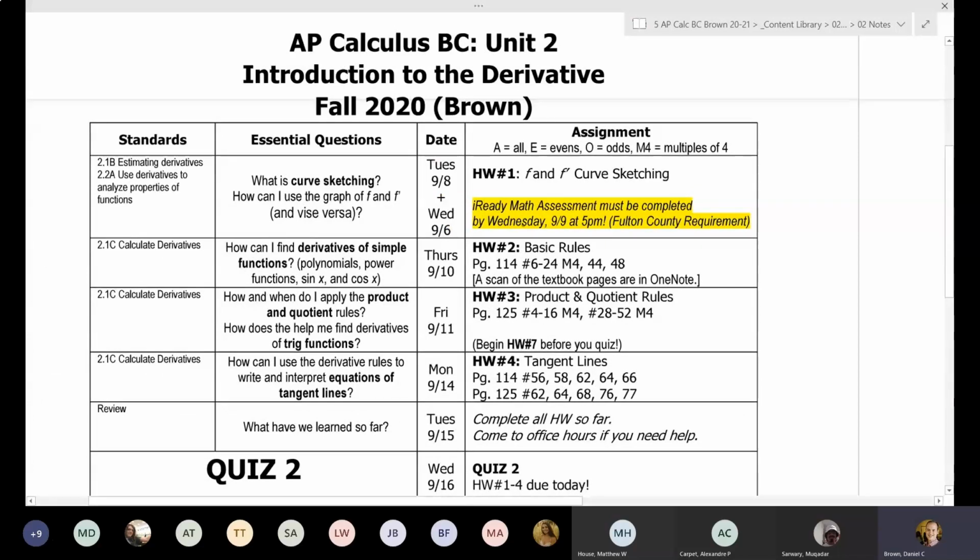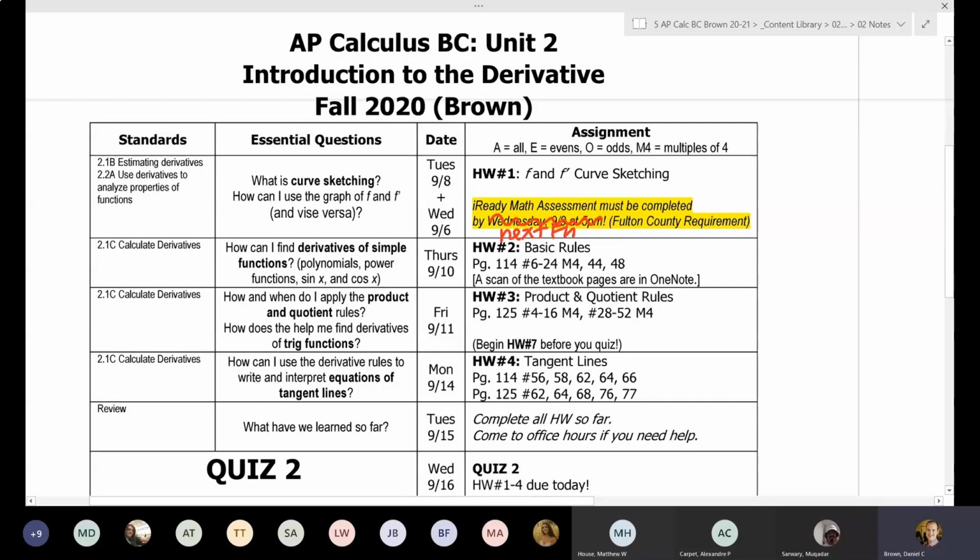iReady is still a thing that's existing. You know it's not due until next Friday. Please try to work on that some, especially if you haven't started it yet. Homework 1, hopefully you have finished, especially since I only assigned odds. Do the evens though, if you need the more practice. If you're struggling with those graphs, definitely get with me during office hours so we can work on those together.